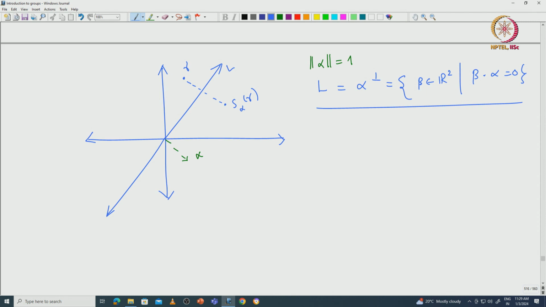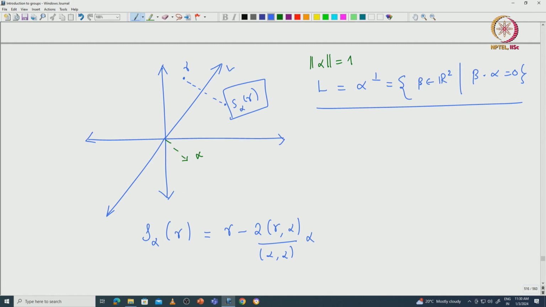Okay. So there is a reason to actually write this as S alpha of gamma, because if you think about it, algebraically speaking, this reflection is actually a linear map. Okay. So this can be very explicitly given using this formula. Okay, S alpha of gamma is equal to gamma minus twice gamma alpha divided by alpha alpha, times alpha.